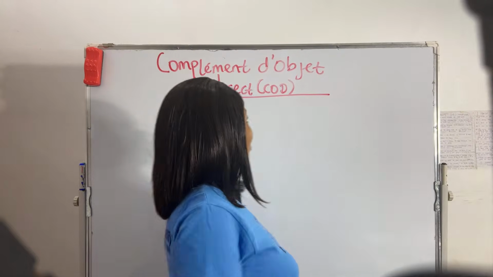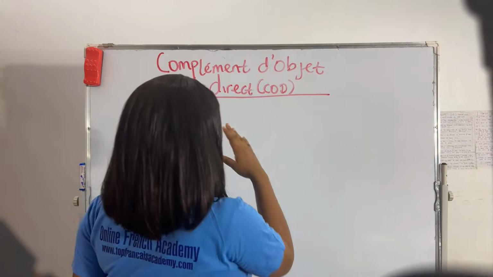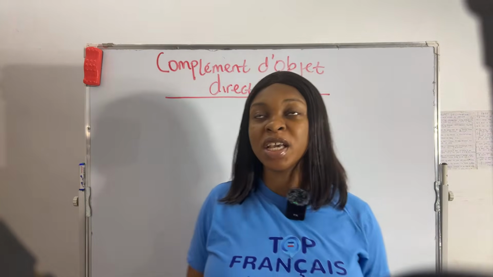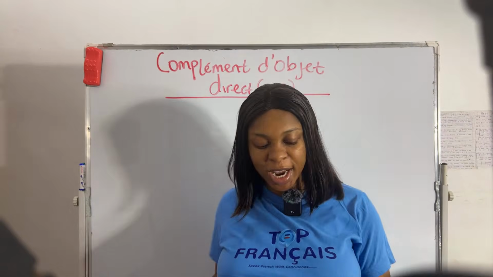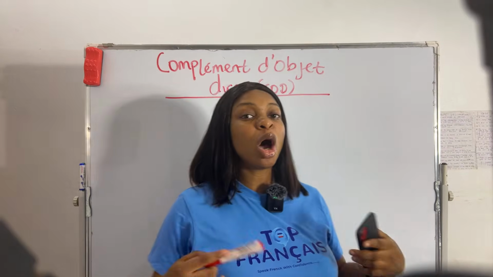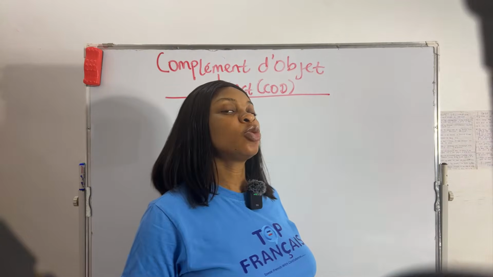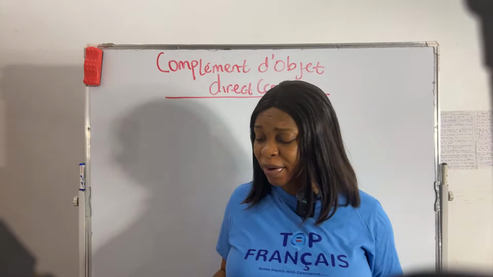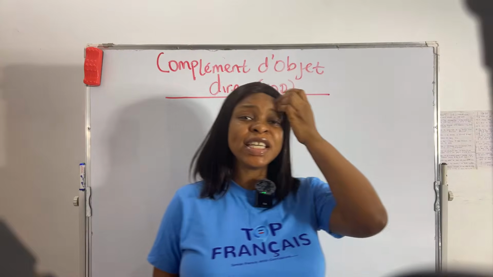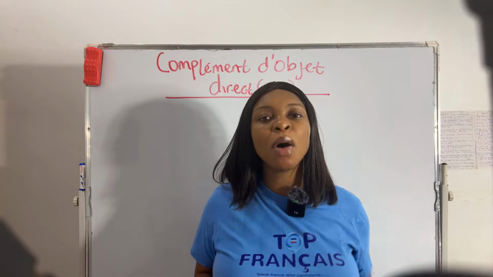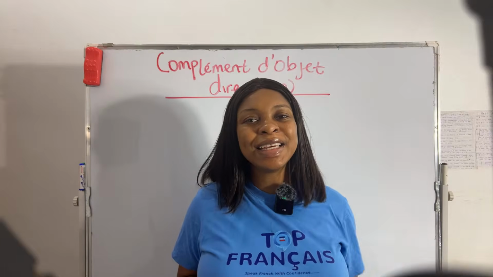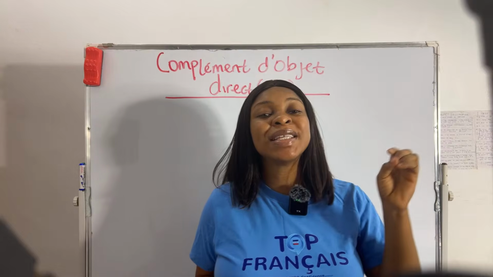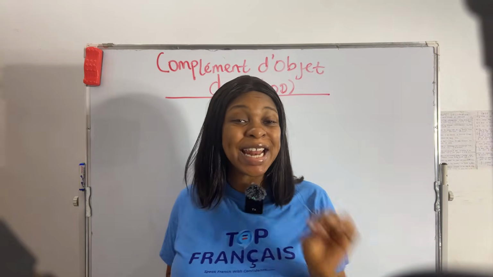So, not to waste time, COD, like I said earlier, complément d'objet direct, which is known as direct object complement. That is what we know as COD in French. Very simple. COD is something used to replace the noun or the object in a sentence. I repeat, COD is what we use to replace the noun or the object in a sentence.